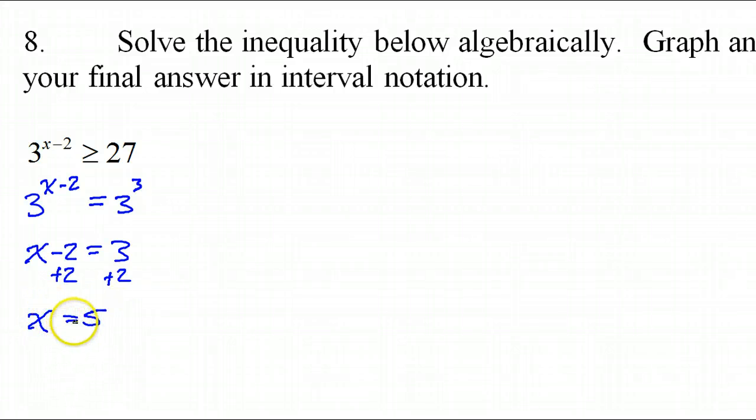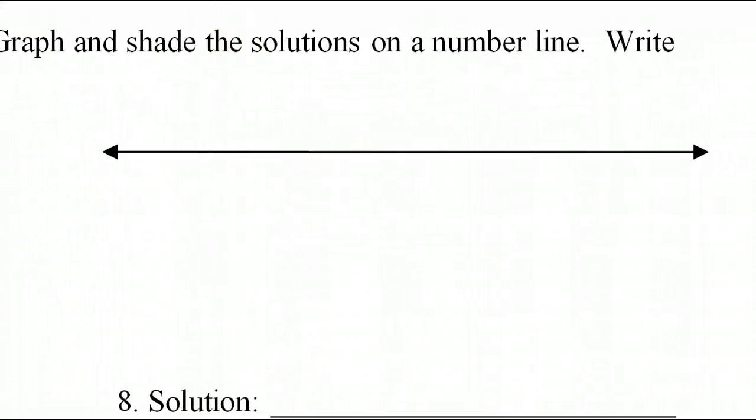Now, that is not the answer. This is an inequality, so it'll have many, many answers. But this will give us a critical value that we need to solve this out. Go to the number line. So x equals 5 is going to be a critical value. We'll put that on our number line. I like to just put it right in the middle.